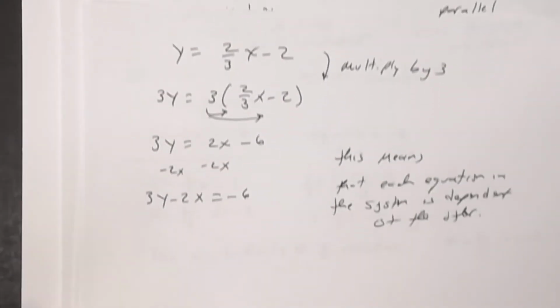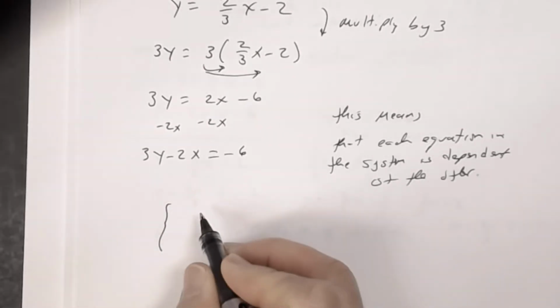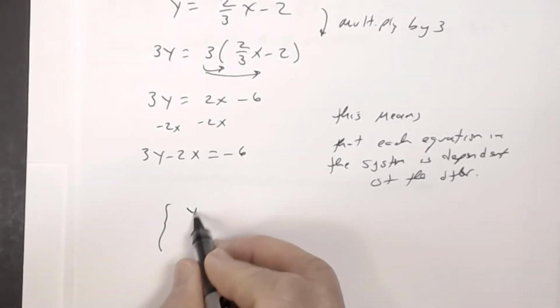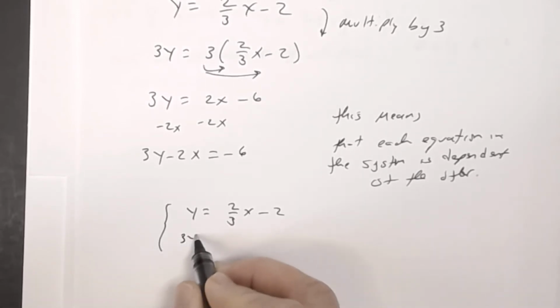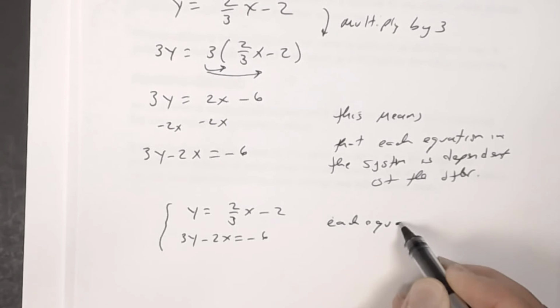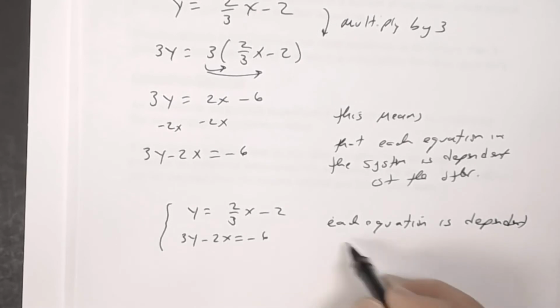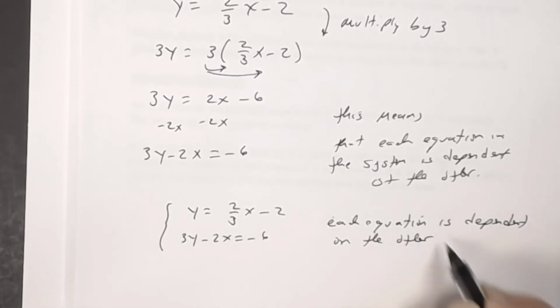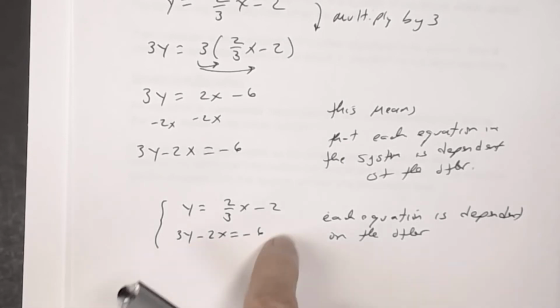Okay, so let's go back and talk about this. So this system where we had y equals 2/3 x minus 2 and 3y minus 2x equals negative 6. This is from the previous lesson. Each equation is dependent on the other. Okay? And the reason is because I can take this equation, multiply it by 3, and get this equation. Vice versa, I could divide this equation by 3 and get this one.